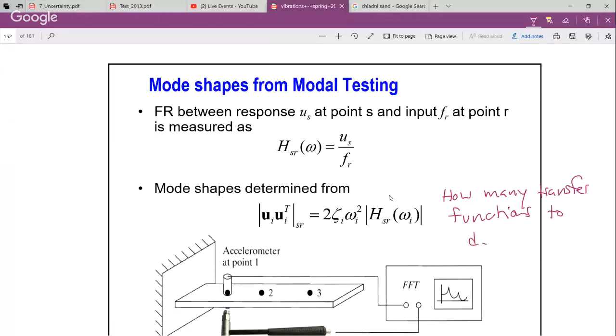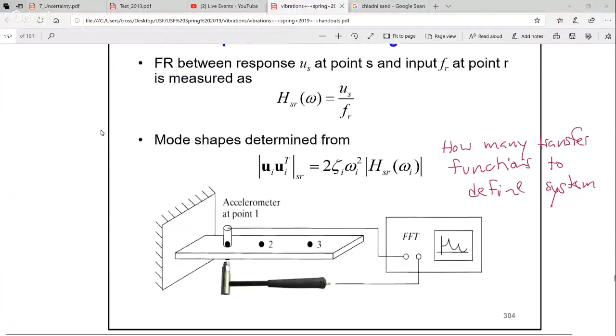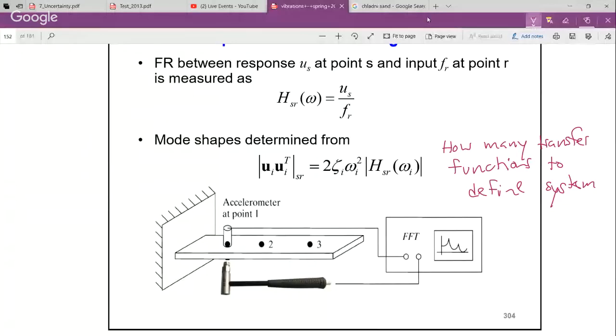In this case, we're hitting in 1 location. That's our input. We're measuring at 3 locations. We've got 1 input, 3 outputs, the way we've set it up. So in this case, we have 3 frequency response functions. And so we're defining them in terms of the input and the output.